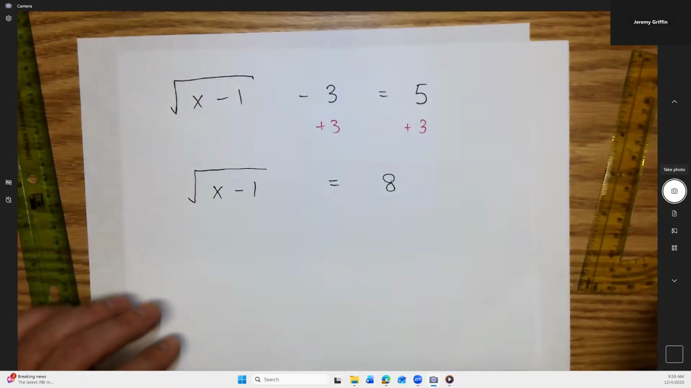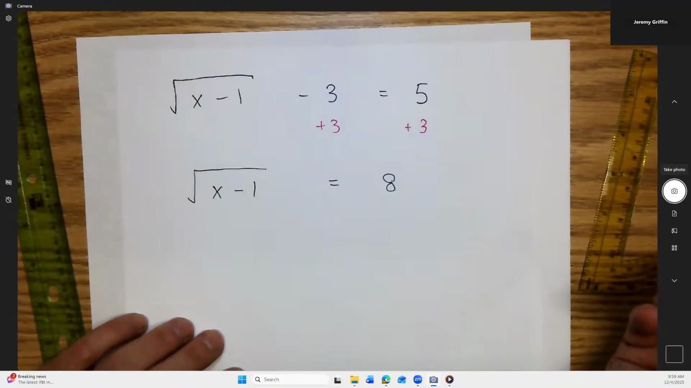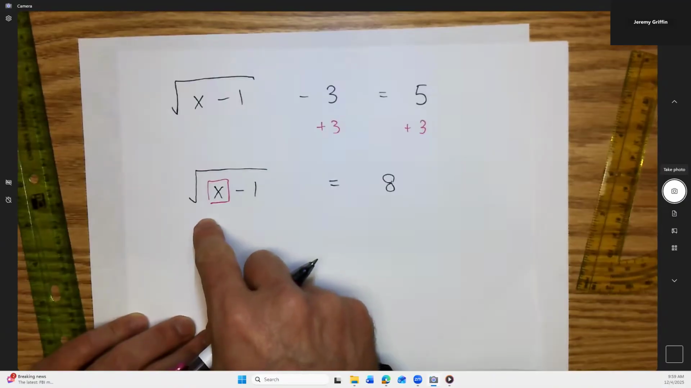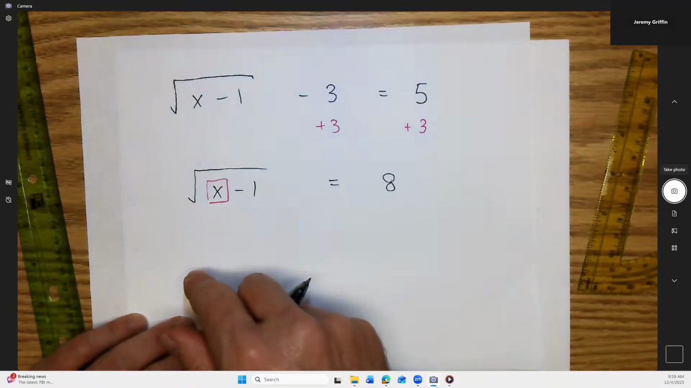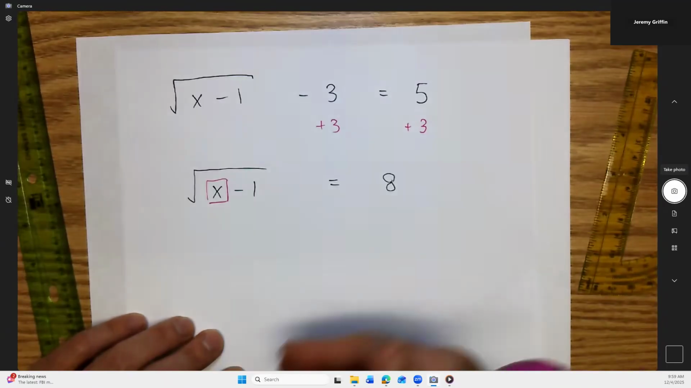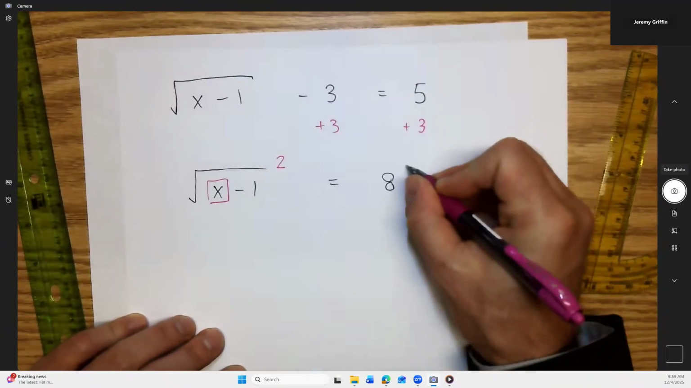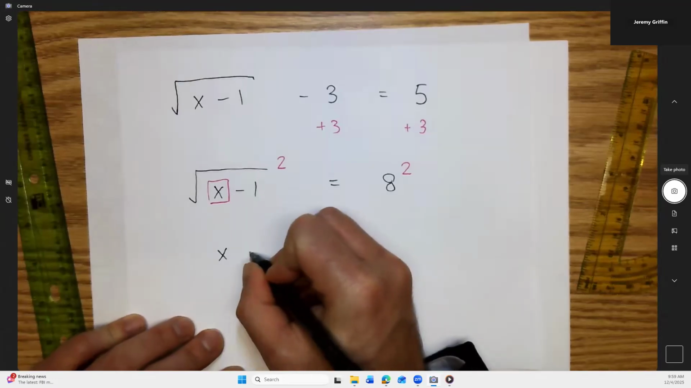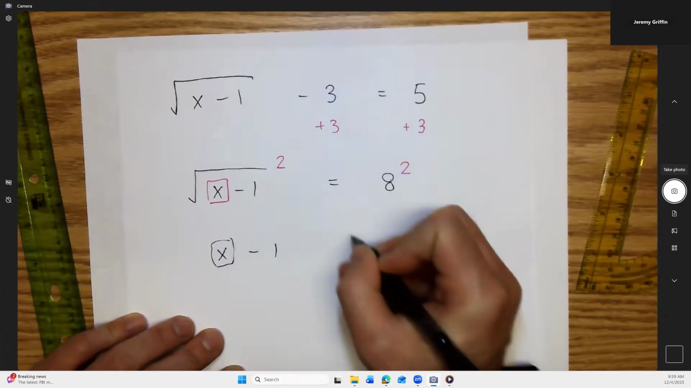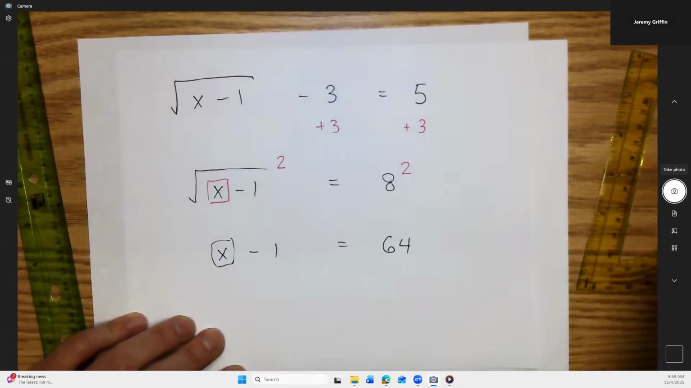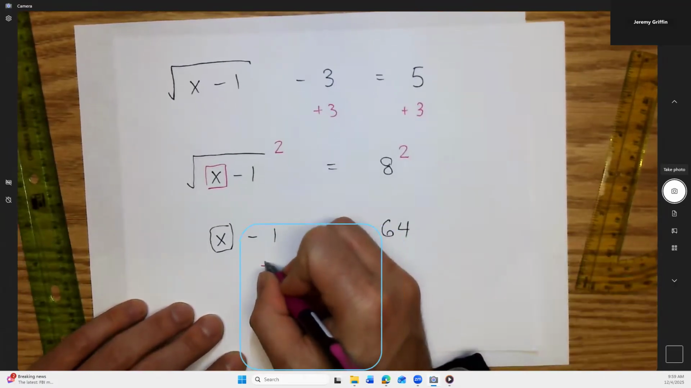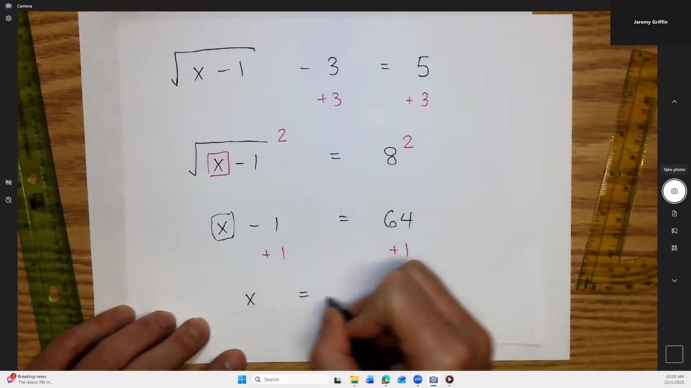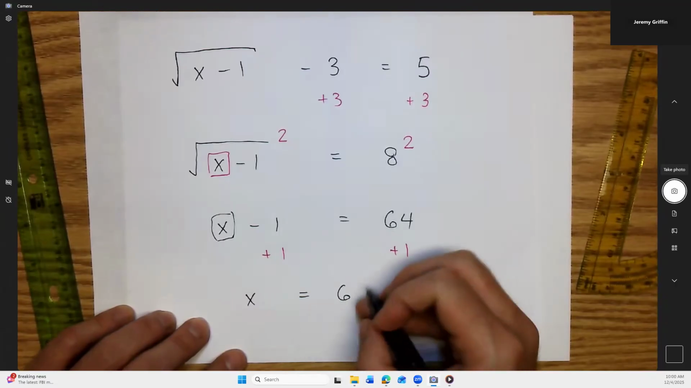Okay. Now what's the next step? You can't do it now. Square root. Because we're solving for this x. How do you unbury x from the square root? You have to do what? Square. And then, of course, do it to both sides to balance the equation. So, x minus 1 is 64. And what's the last step? Add 1. Here's your answer. x is 65.